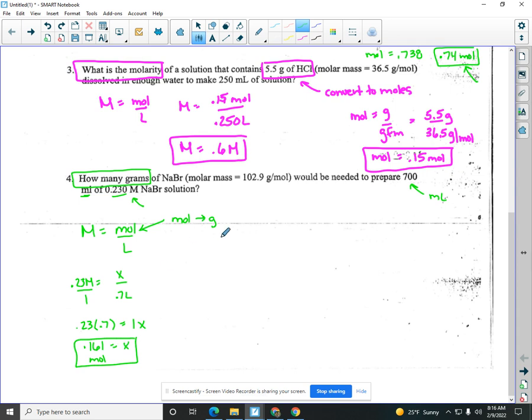Not my answer. So over here now, I have to use my moles equals grams over gram formula mass equation. Moles is going to be 0.161. I'm looking for grams, right? How many grams? I'm looking for that. And my gram formula mass, they gave us 102.9. Once again, we'll put this over 1, and we'll cross multiply.